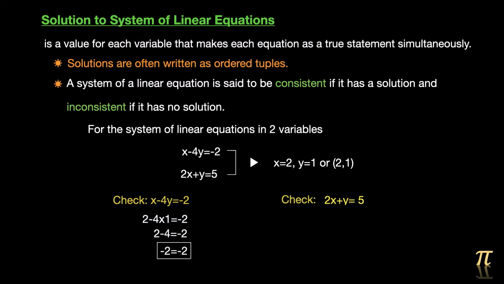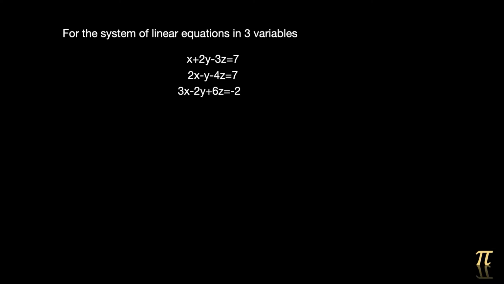Similarly, for the second equation, just put x equal to 2 and y equal to 1, and you can see that again we get a true statement. So we can say that this is the solution of a system of linear equations. Now if we have a system of linear equations in three variables, then its solution is x equal to 2, y equal to 1 and z equal to -1, or sometimes we can denote it as the ordered triple (2, 1, -1). That means the first one is for x, second one is for y and third one is for z.